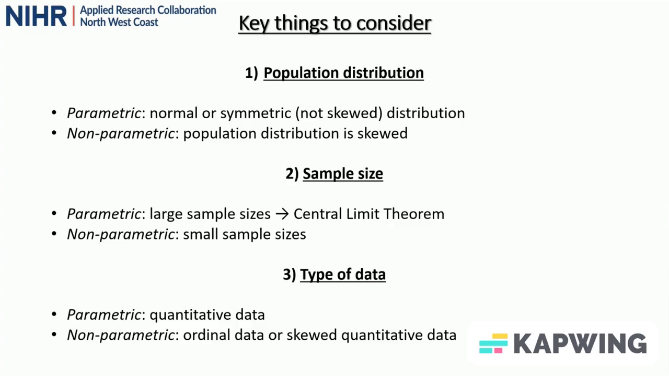Another key thing to consider is the sample size. If you have a very large sample size, then it might be more suitable to adopt a parametric method. In particular here, we need to mention the central limit theorem, which is one of the most important theorems in statistics. Central limit theorem is related to the sampling distribution of the sample means.